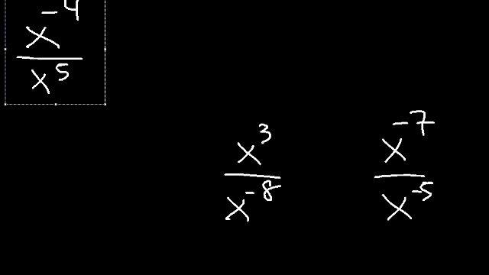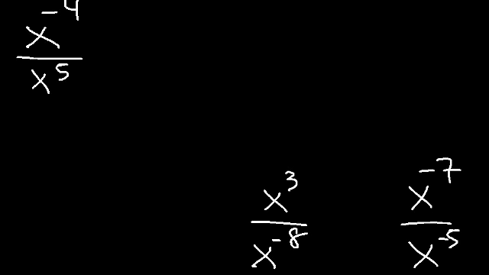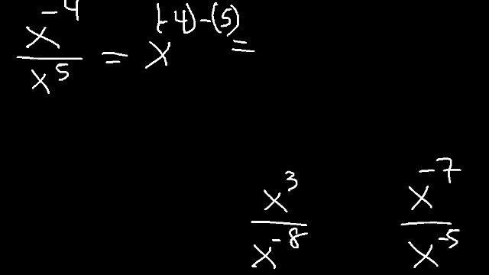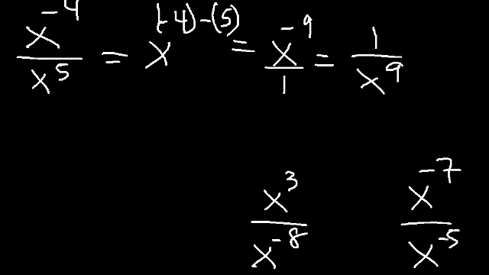So now let's try this one. So this is going to be negative 4 minus 5, the top number minus the bottom number. You can put it in parentheses if that helps. Negative 4 minus 5 is negative 9. And we can rewrite that as 1 over x to the 9.